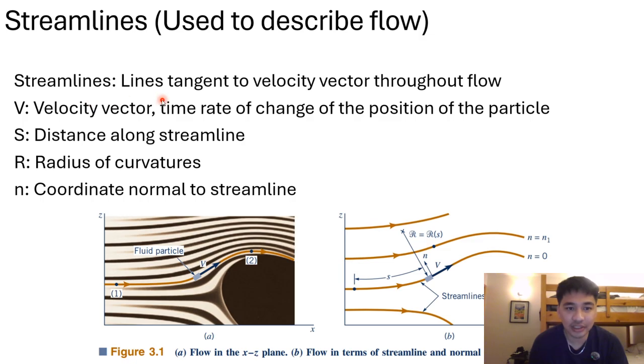So streamlines are essentially lines tangent to a velocity vector throughout the flow. If these are your velocity vectors, your lines are just tangent to these velocity vectors. V is your velocity vector, which is the time rate of change of the position of the particle. S is the distance along the streamline. Right here is S shown. R is the radius of curvature, which is a function of S. And N is the coordinate normal to the streamline, which is this N value here. They also use these N's to number these streamlines.